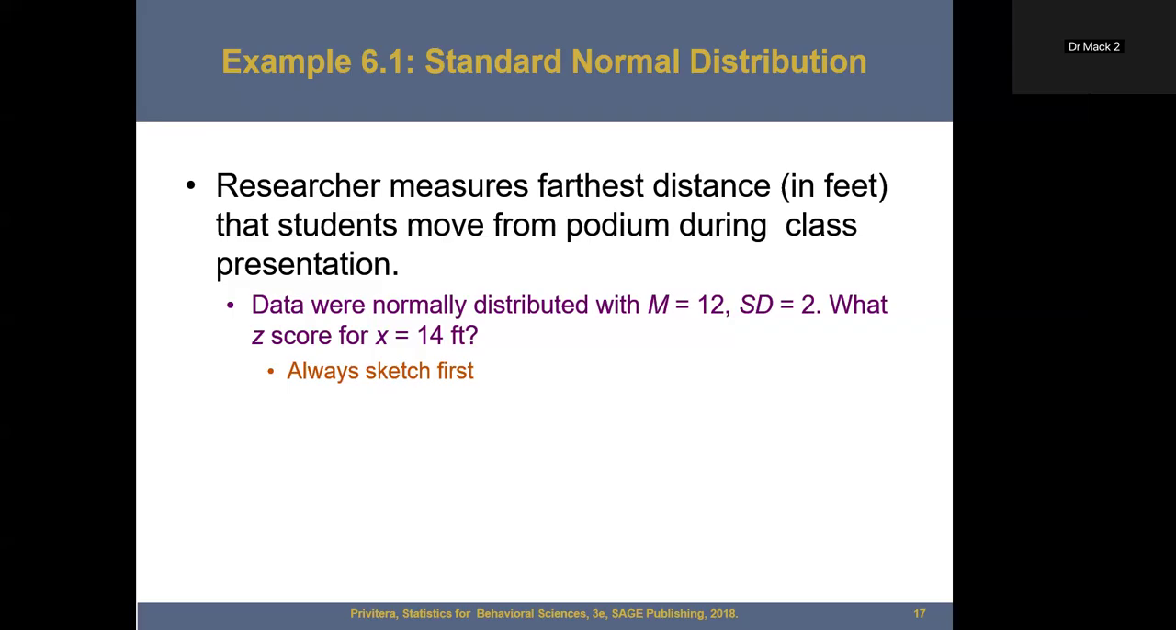So remember, we have z is equal to x minus m over the standard deviation, basically the same formula, which means it would be z is equal to 14, because that's our x, minus m, which is 12, divided by the standard deviation, which happens to be 2. So if we do our top, that's going to be 2 divided by 2, z is equal to 1. Pretty sure that's what the next slide says.